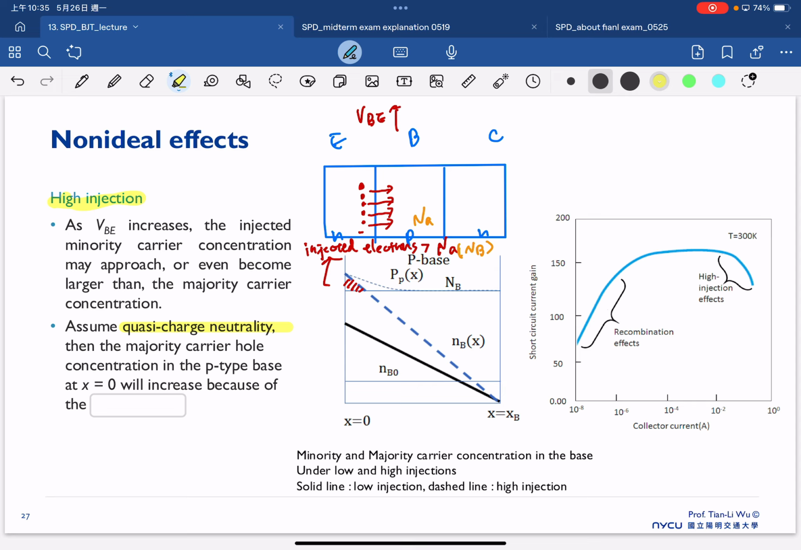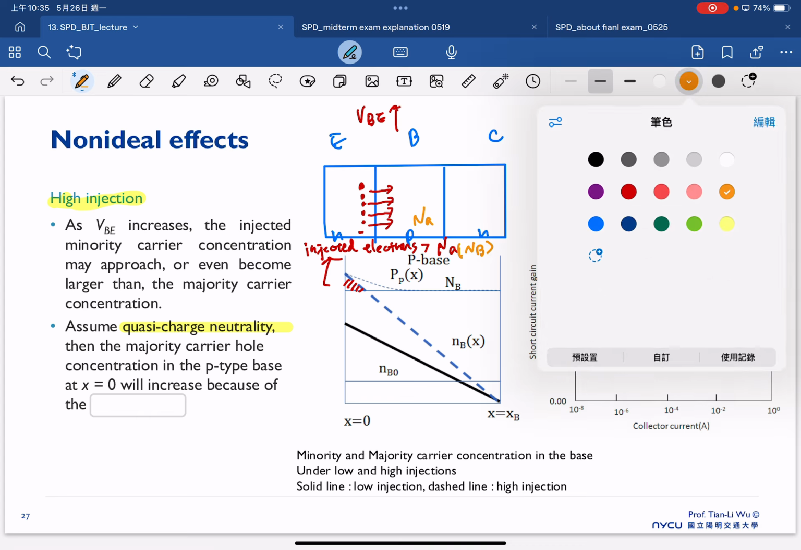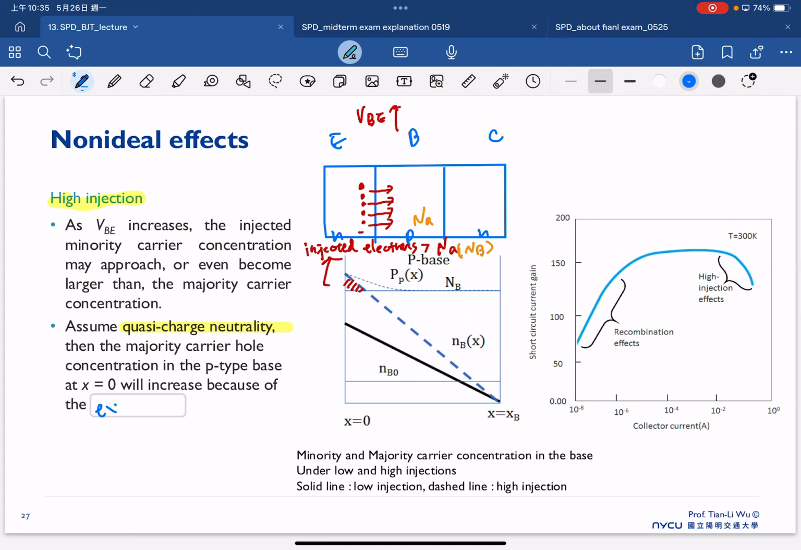Now we have additional electrons. This additional electron will also cause additional holes. So considering this quasi-charge neutrality, the majority carrier hole concentration in the P base will increase because of the excess holes, which is here.